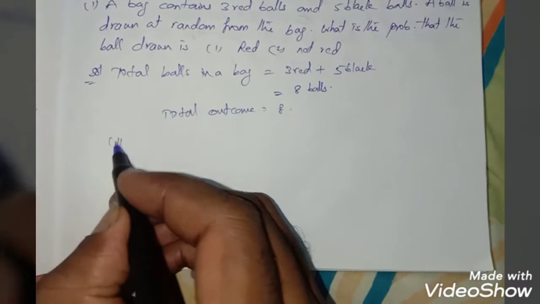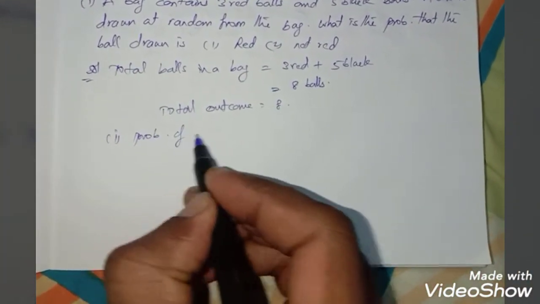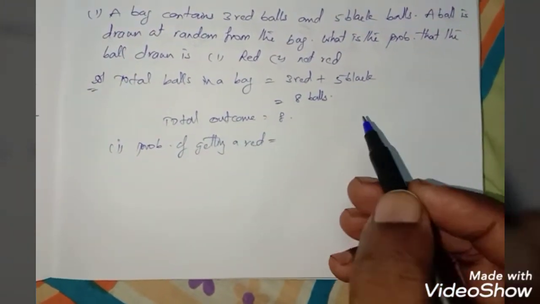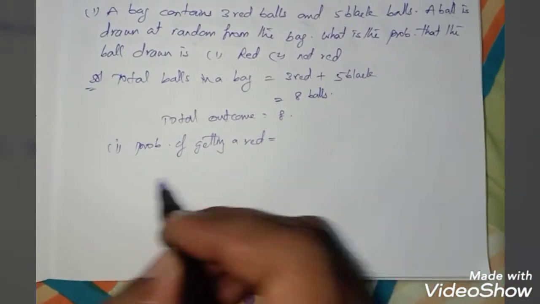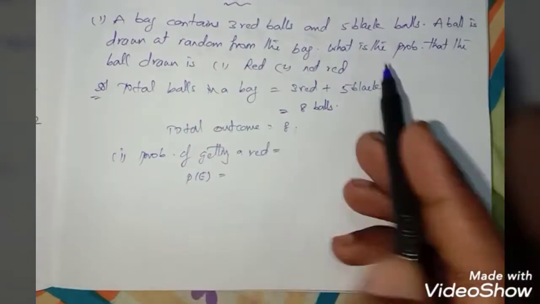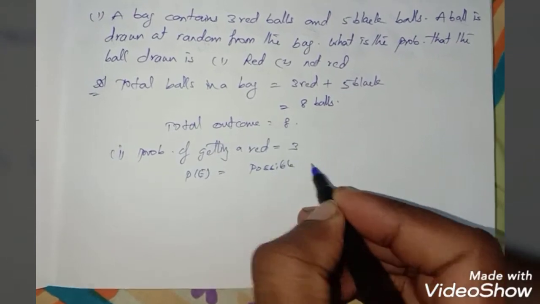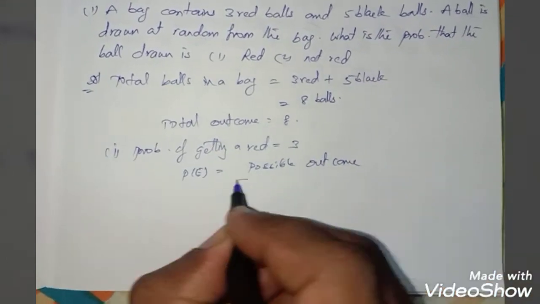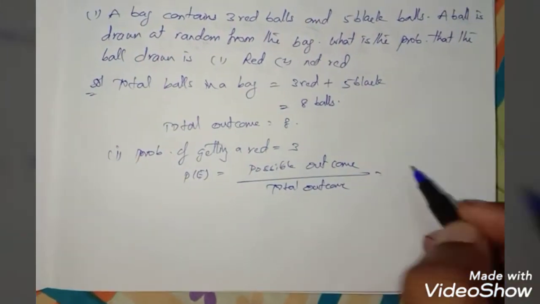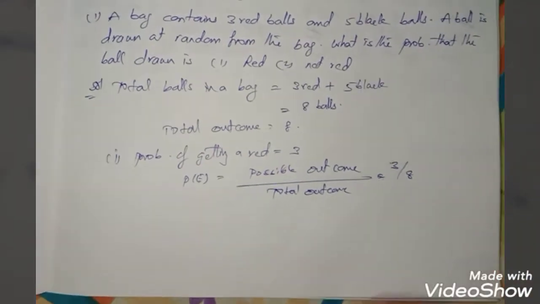Next, coming to your first one. What is the first question they asked? You have to find the probability of getting a red. Right. So the probability of an event is nothing but the possible outcome divided by the total outcome. Now total red balls is 3, so possible outcome is 3 and total outcome is 8. So the answer is 3 by 8.